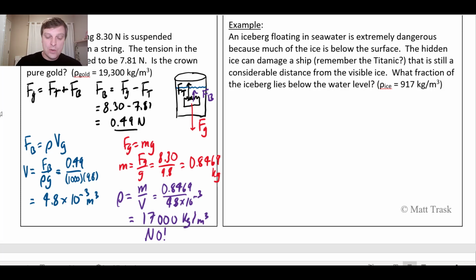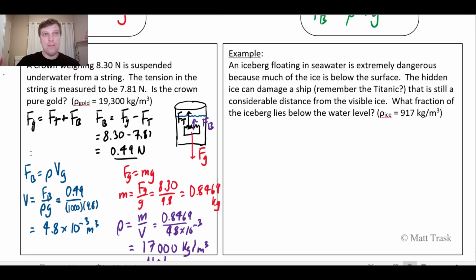Okay, so next question. We've got an iceberg floating in seawater, which is extremely dangerous because, and you might know this, that most of what you see of the iceberg is actually not most of the iceberg. Most of the iceberg is submerged underwater, and that's because the density of the ice is just slightly less than the density of the seawater. So it's going to float, but most of it is going to be submerged.